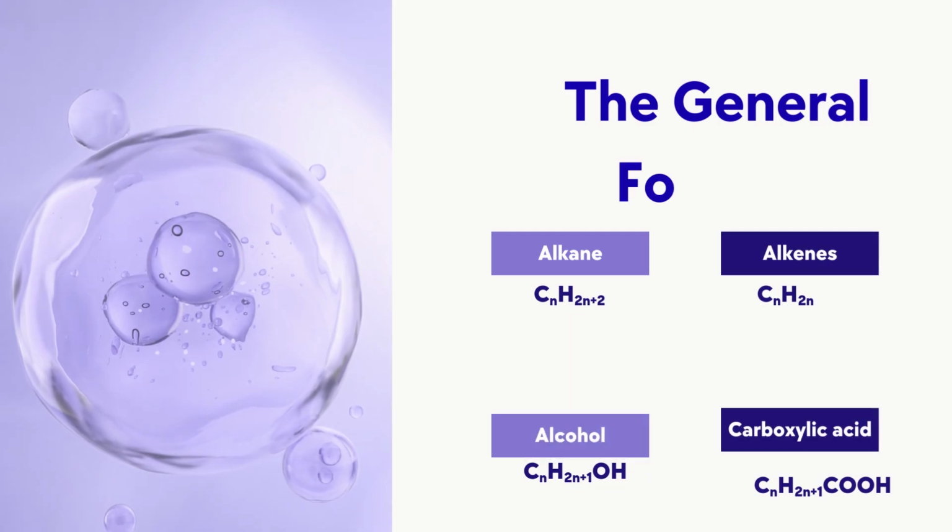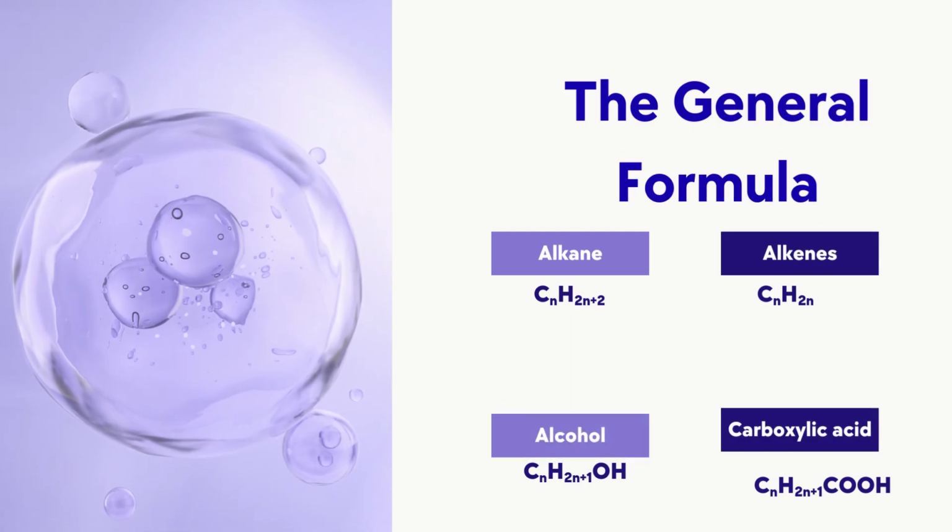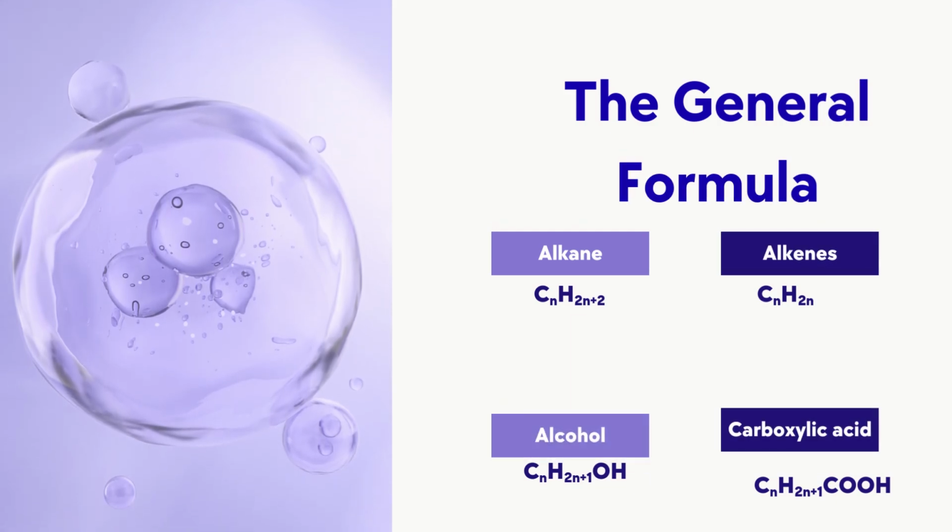Now let's discuss the general formulas for alkanes, alkenes, alcohols and carboxylic acids. Alkanes are saturated hydrocarbons containing only single carbon-carbon bonds. Their general formula is CnH2n+2. Alkenes are unsaturated hydrocarbons that contain at least one carbon-carbon double bond. Their general formula is CnH2n.